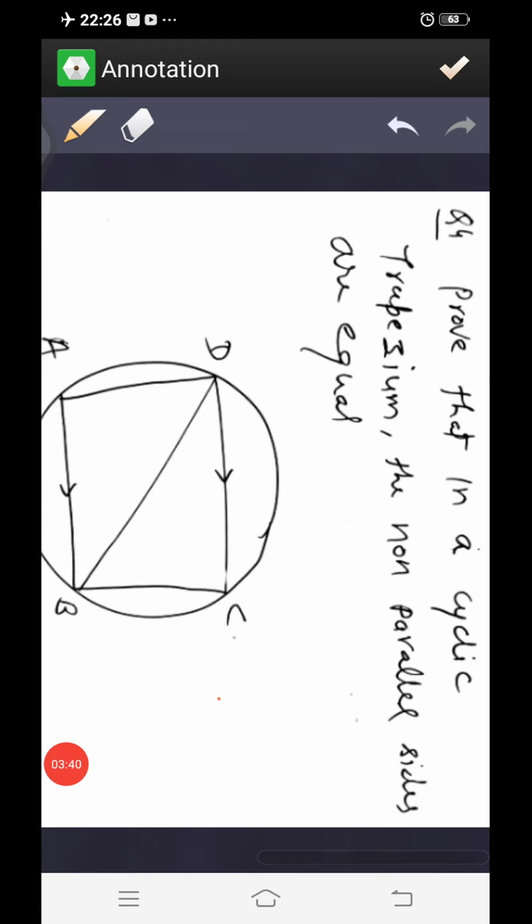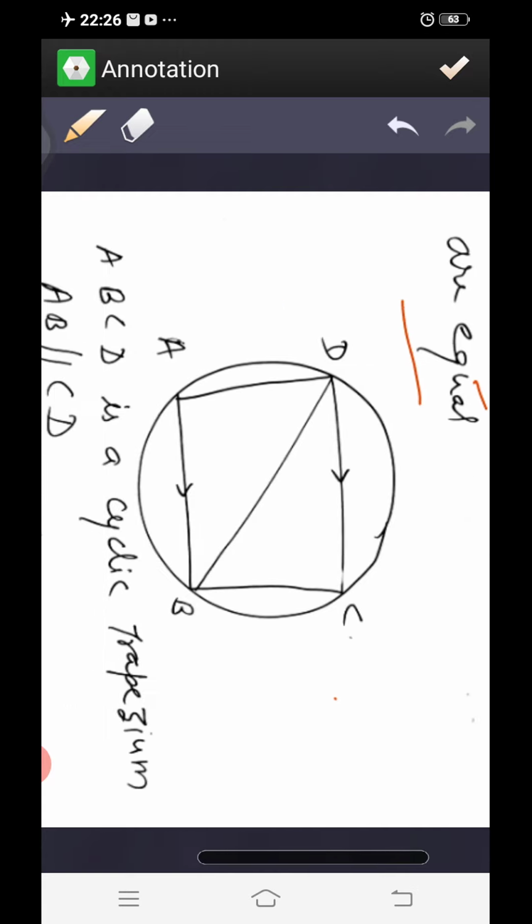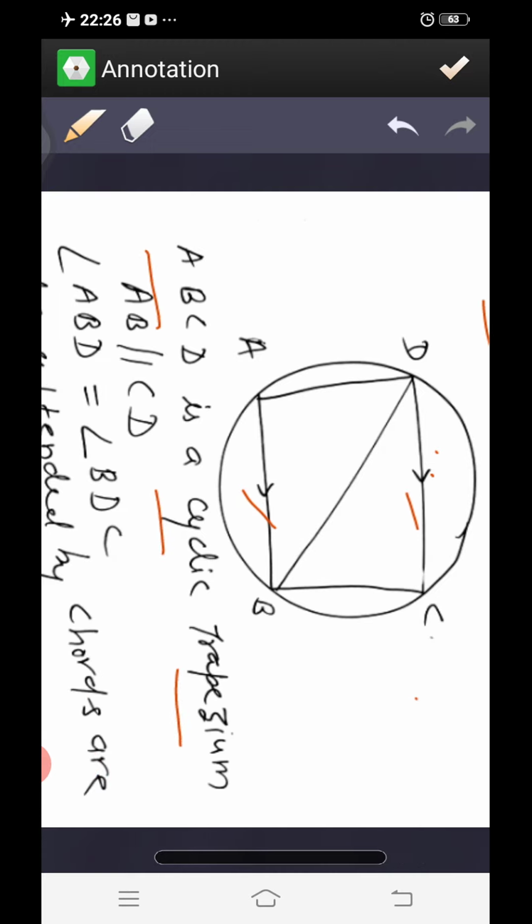Let us take question number 4. Prove that in a cyclic trapezium the non-parallel sides are equal. We can see that this is a cyclic quadrilateral whose one pair of opposite sides is parallel. This side is parallel to this, so it is a cyclic trapezium. Now ABCD is a cyclic trapezium, so AB is parallel to CD. We have to prove that the non-parallel sides, this side and this side, are equal.